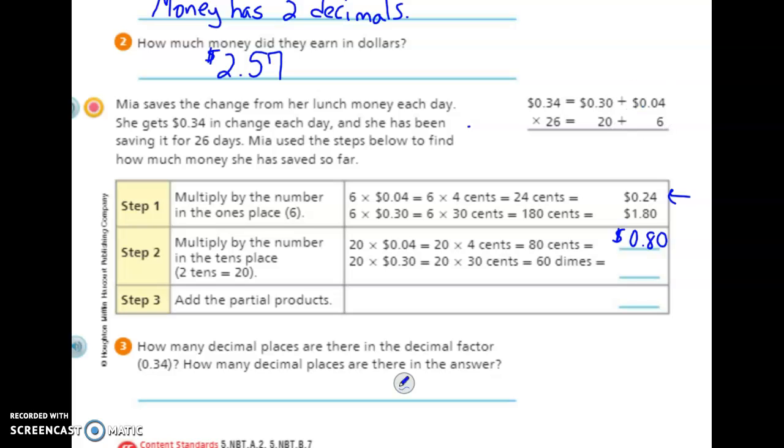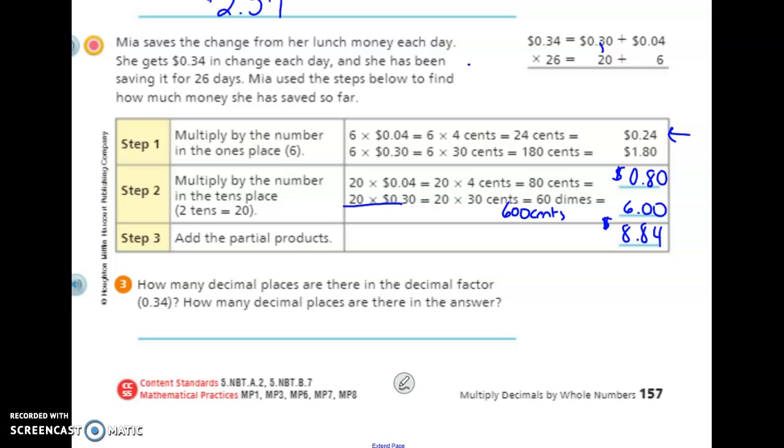Then we're going to multiply over this way. We're going to do the 20 times 30 cents. So 20 times 30 cents is 60. Now they've got 60 dimes, okay? I would have thought of that as 600 cents. Okay, maybe you thought of that too. 60 dimes, 600 cents, it's all going to be $6. Okay, now go ahead, pause, add that all up. Did you get $8.84? Hope so.